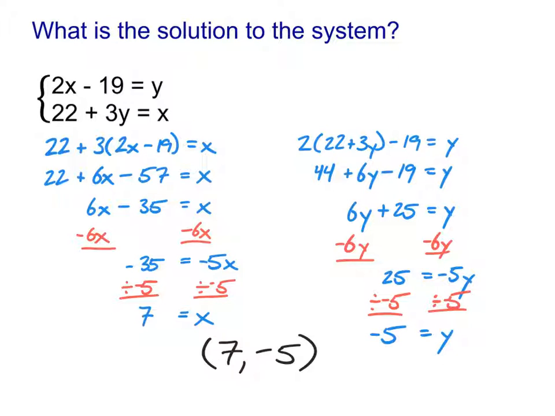Now, did you have to do it this way for both of them? No. If you did it this way, you got that x was 7, and then you plug 7 in for x up here. You didn't have to do the other one. But I wanted to show you that if you did it this way first, you could get that y was negative 5. You would then take that negative 5, and you'd plug it in for y in the second equation. And you get your answer that way.